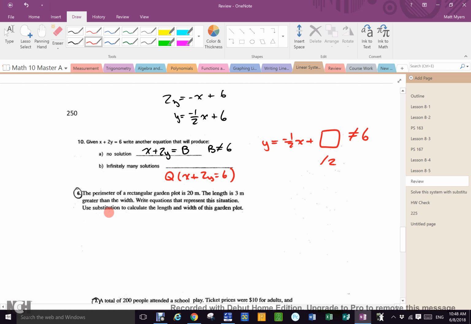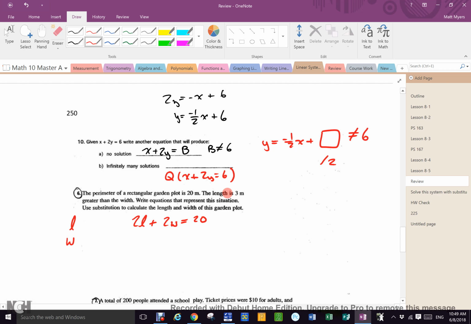All right. What are the things I need to know here? What are the two things I don't know? I don't know L and I don't know W. But I do know the perimeter is 20. Right? So how many L's are there in a perimeter? 2 lengths plus how many widths? 2 W's equals 20. What else do I know?